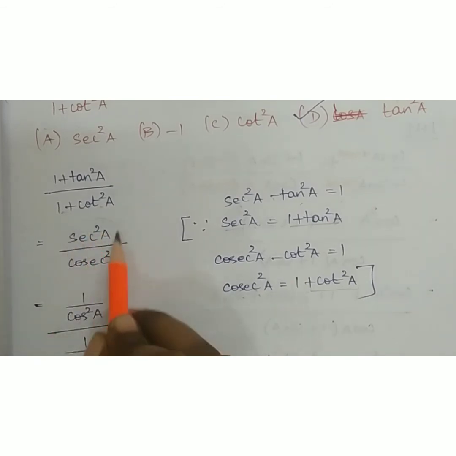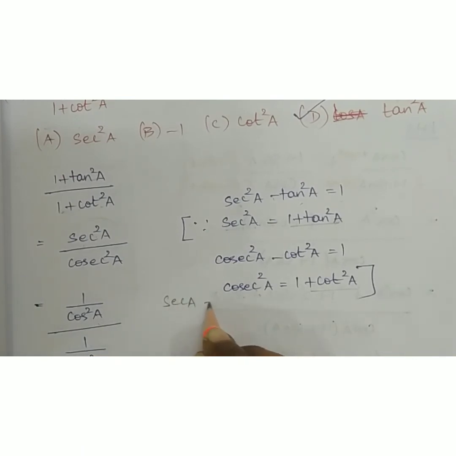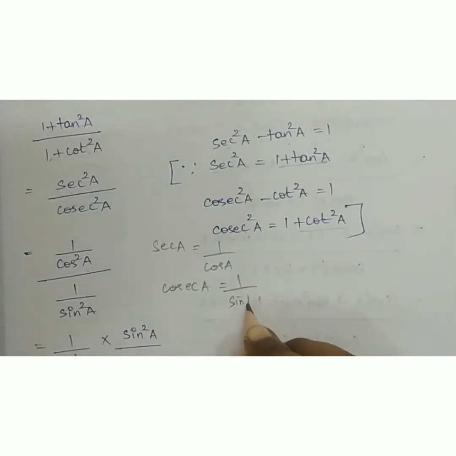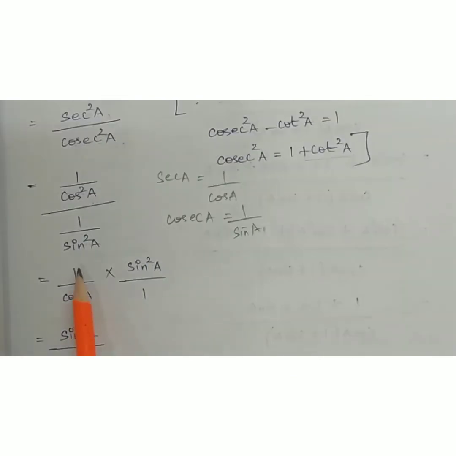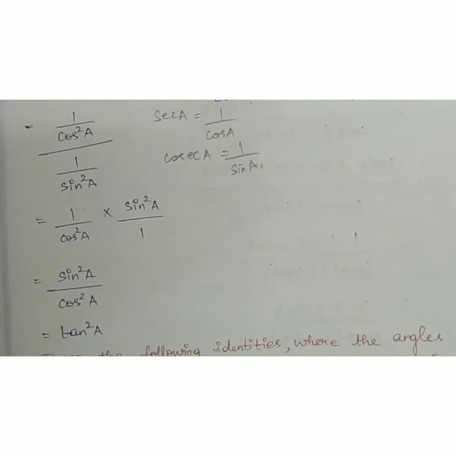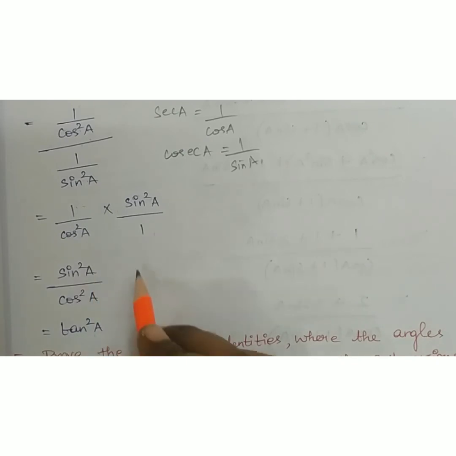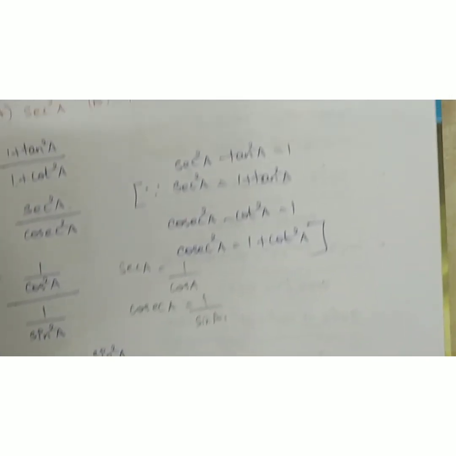The secant square A is reciprocal of cos, so 1 by cos square A. Okay. Secant A is reciprocal of cos A. Same way for cosecant A, it is reciprocal of sin A. So here, instead of secant square A, we are writing 1 by cos square A. Instead of cosecant square A, we are writing 1 by sin square A. Okay, so 1 by cos square A into sin square A by 1. So this is sin square A by cos square A. Sin square A by cos square A is tan square A, because sin A by cos A is tan A. So the answer is tan square A. Okay, so your option D is correct.